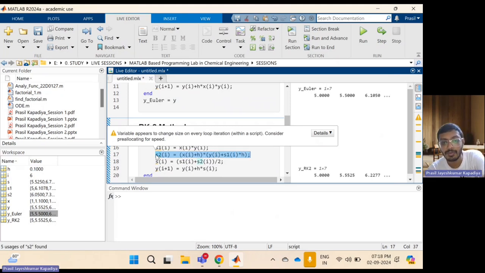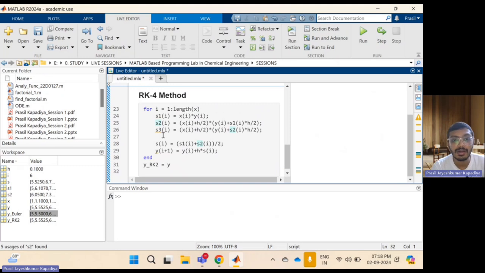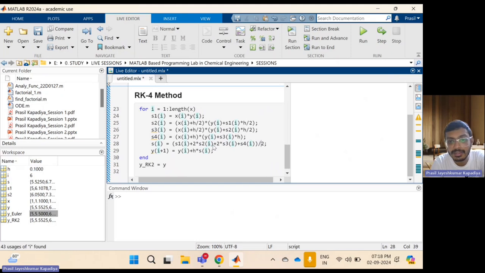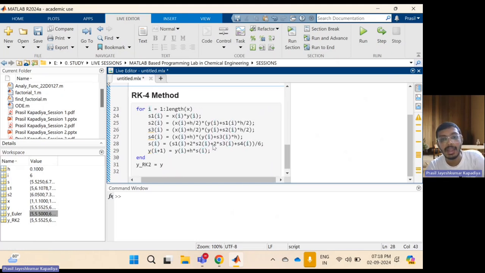But here instead of S1, in the RK4 method, it is S4, S3. And this equation we'll have to modify: 2 into S2 plus 2 into S3 plus S4. This whole term is divided by 6. And now let's see what we are getting.